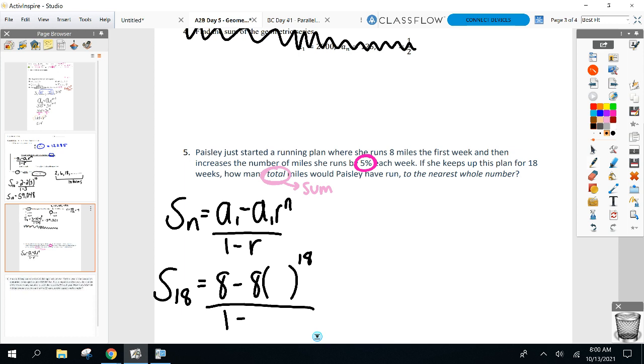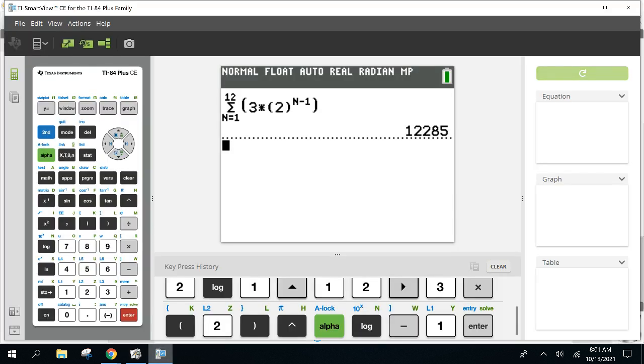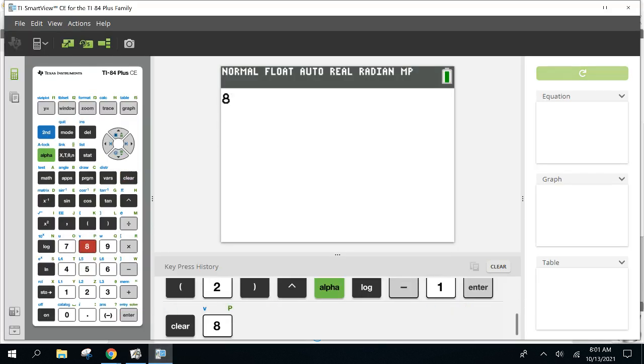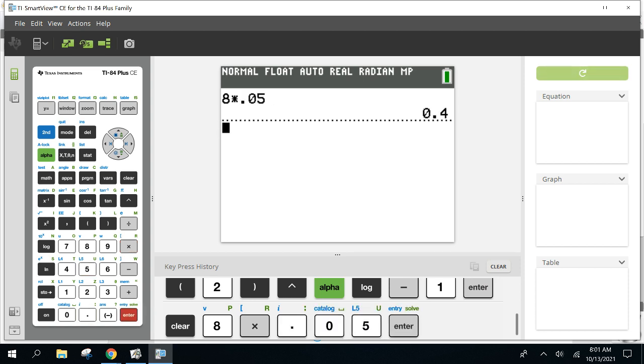Is it 0.05? No. Is it 0.95? Nope. Can I teach a little bit? Okay. What's it increasing by every week? 5%, right? So some of you may go to your calculator and watch me do this. All right. So she ran 8 the first week, so I'll multiply that. What's 5% as a decimal? 0.05, right?